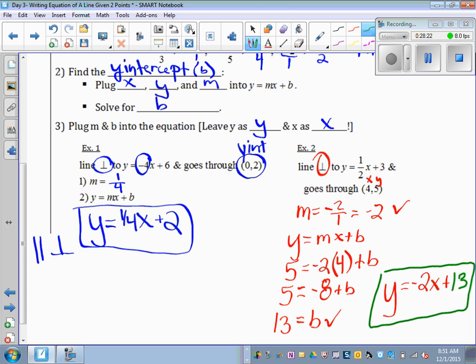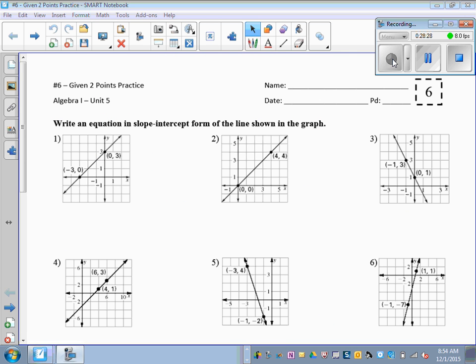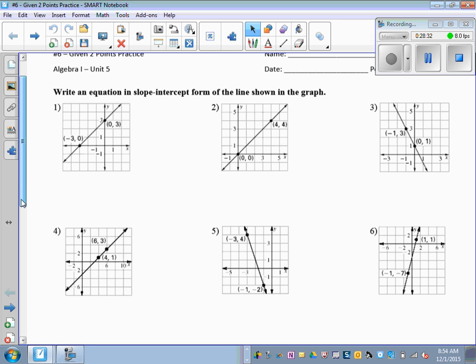Alright, let me pass out your classwork to you. Alright, so let's take a look at the first 6 problems. It says, write an equation in slope-intercept form of the line shown in the graph. Now for number 1, they give us 2 specific points. So we could use those 2 points, solve for our slope, solve for our y-intercept.